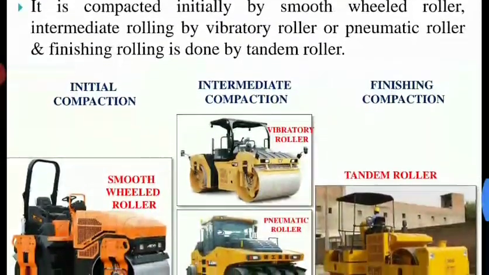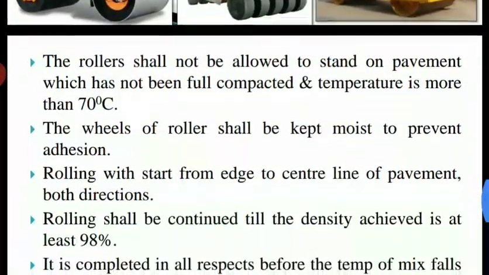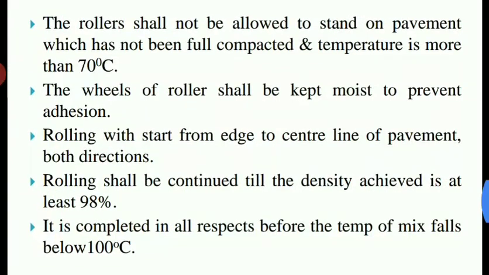Okay, and here the rollers shall not be allowed to stand on the pavement which has not been fully compacted and whose temperature is more than 70 degrees Celsius. So if the bituminous mix temperature is more than 70 degrees Celsius, the rollers are not allowed to rest on those particular pavement layers, because that heavy weight might cause deformations on those layers, right?